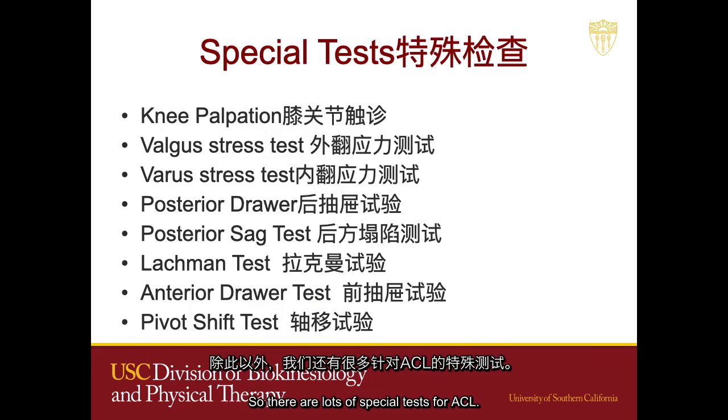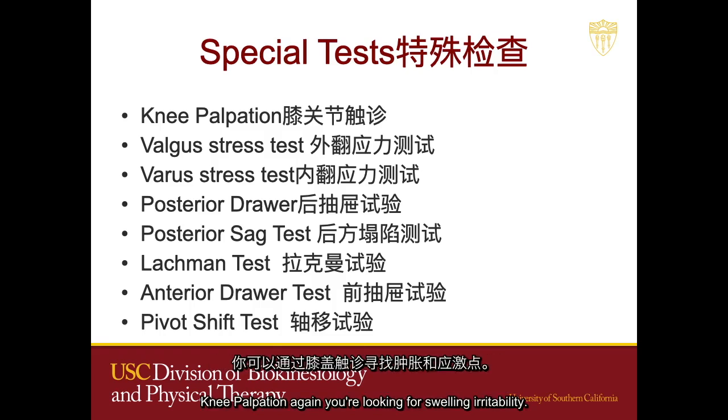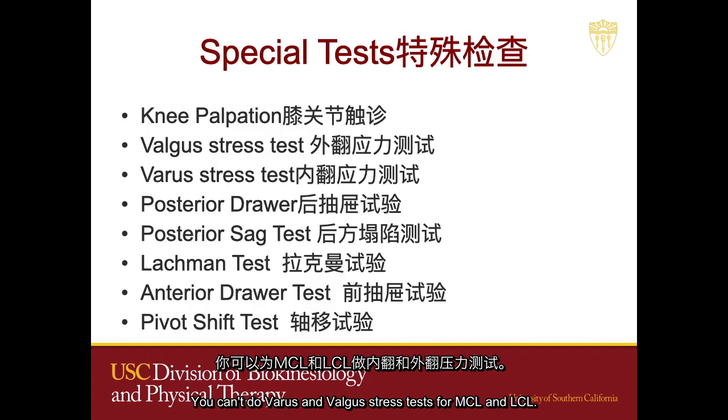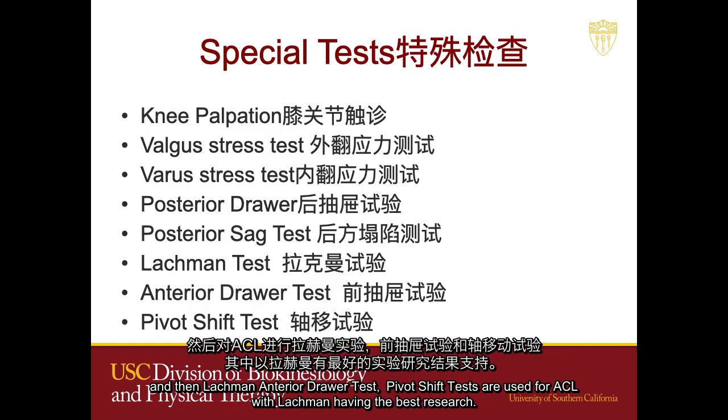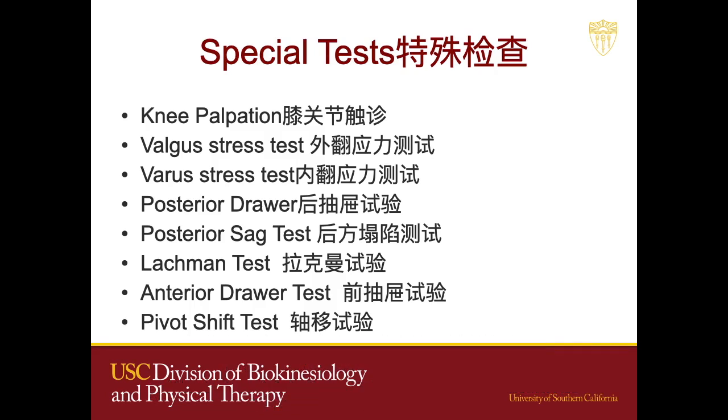So there are lots of special tests for the knee. Knee palpation, again, you're looking for swelling, irritability. You can do varus and valgus stress tests for MCL and LCL. Posterior drawer is going to be used for PCL, or the posterior sag sign for the PCL. And then Lachman, anterior drawer, and pivot shift tests are used for ACL, with Lachman having the best research.